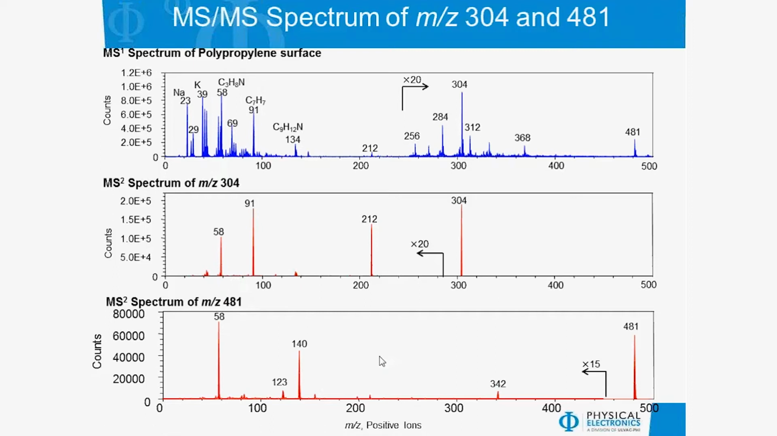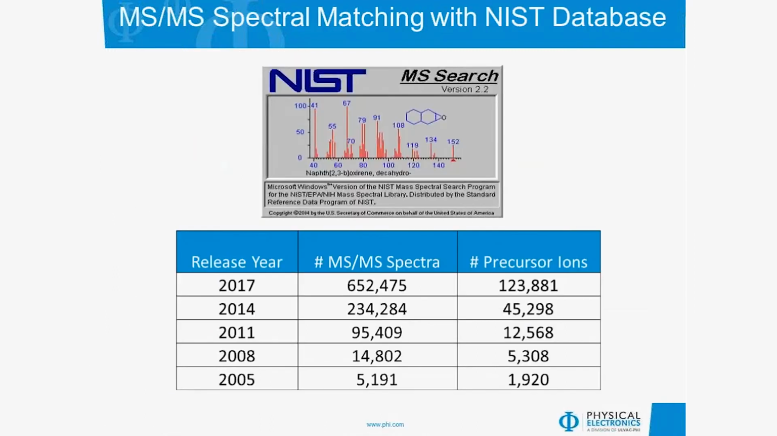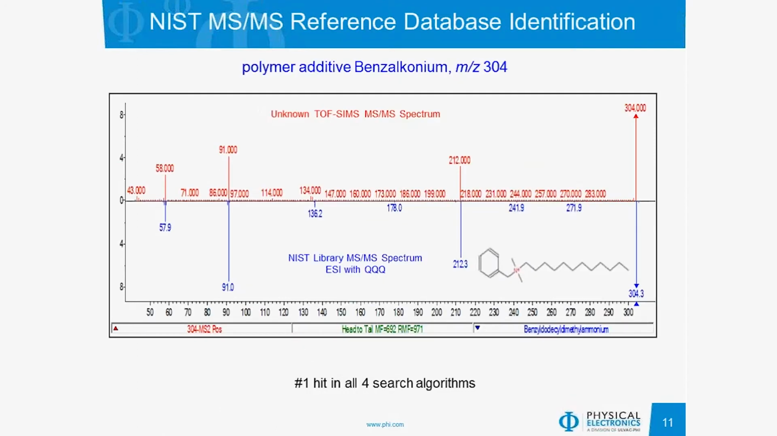So to do identification, we turn to MS-MS spectral matching with the NIST MS-MS database. And it's good timing because this NIST database has been very actively grown. And as you can see, just this year they came out with a new version with 652,000 MS-MS spectra of 123,000 precursor ions. So that gives us a very large database to use for spectral matching.